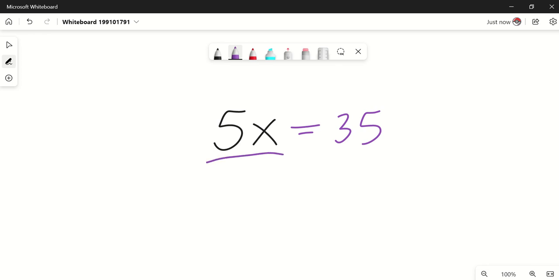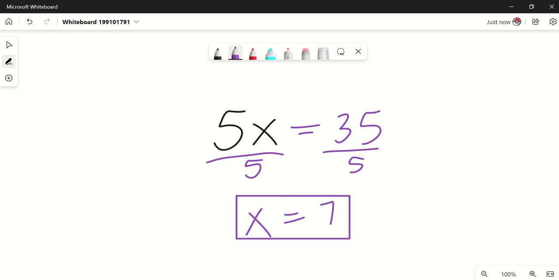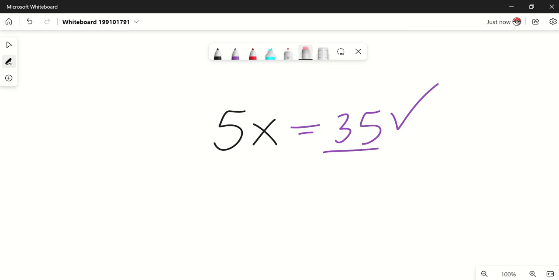So I'm going to divide this side by 5 to get x by itself, and I'm going to divide this side by 5. 35 divided by 5 is 7. Therefore, x has to equal 7. X times 5 will be 35, which will make this statement true. So again, this right here, 5 times x equals 35 is an equation. Without the equal sign, 5x is just an expression.